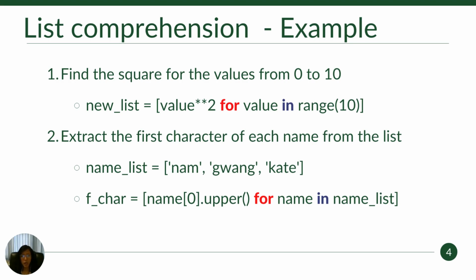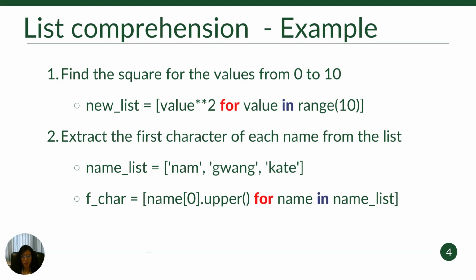See here, the first question asks you to find the square for the values from 0 to 10. So we use a list comprehension and define the old list using range. Range of 10, we know, will give you values from 0 to 9. If you want to get up to 10, you just need to change it to range of 11. So this is pretty useful, quick and easy, right?